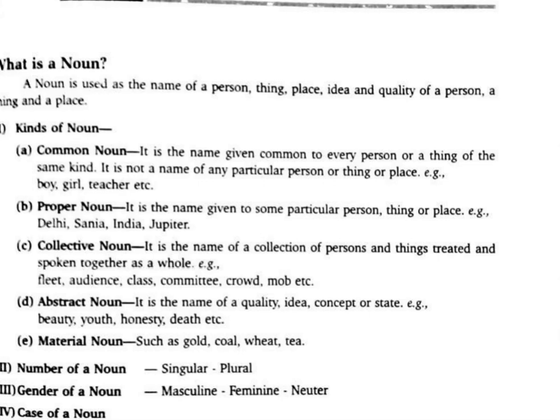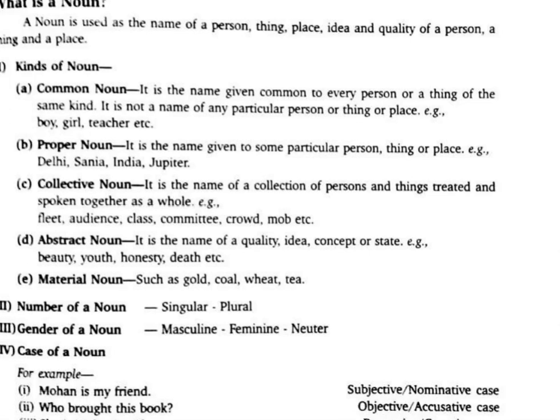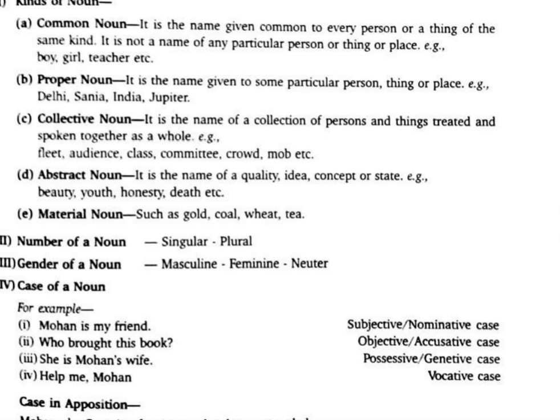Case of a noun. Now here, in the case of a noun: Mohan is my friend. When we say that Mohan is my friend, it's a subjective case because Mohan is the subject. So you can say nominative case or subjective case. Now here you see, who brought this book? Book. Now brought is a verb. After the verb what comes? Objective case comes, or accusative case.